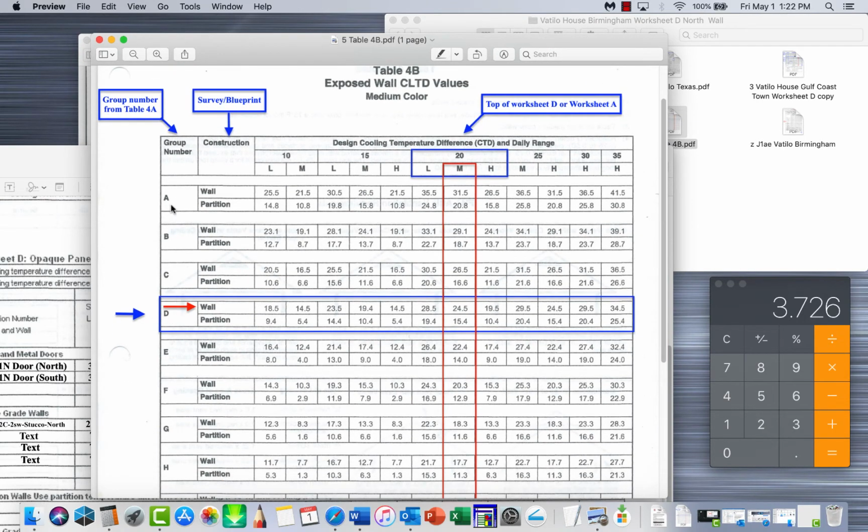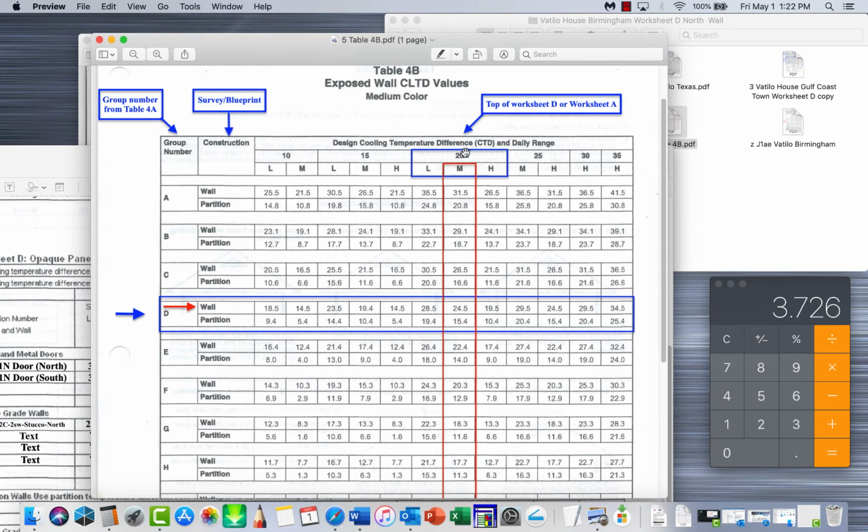So we go down here to the group number, and ours was a D, so we go to D. And then it's, are you a wall or are you partition? Are you exposed completely to the outside temperature, or is there like a garage or something where you're not exposed directly to the outside temperature? So let's do this one right here because we are an actual wall, and of course you're going to head across on this top row falling right to here.